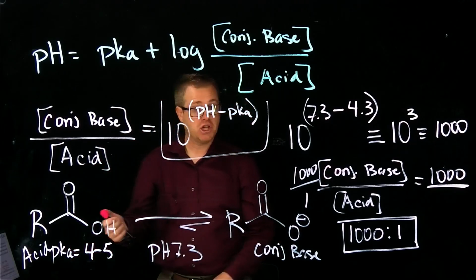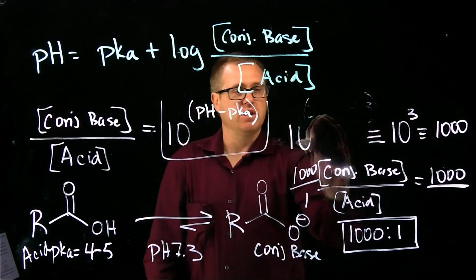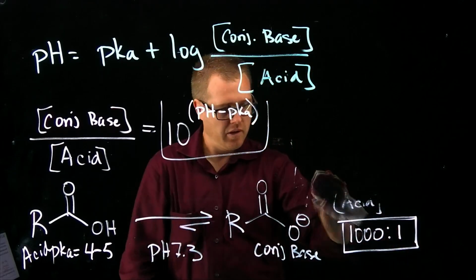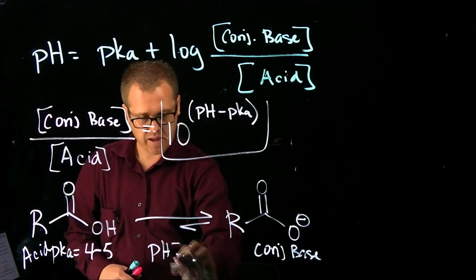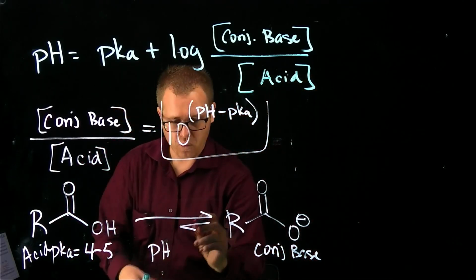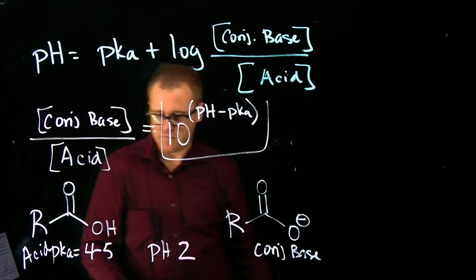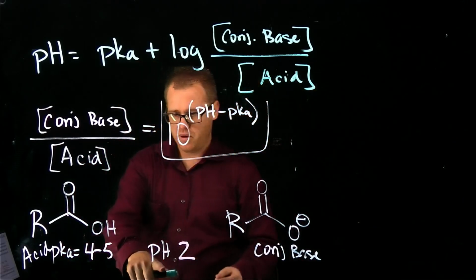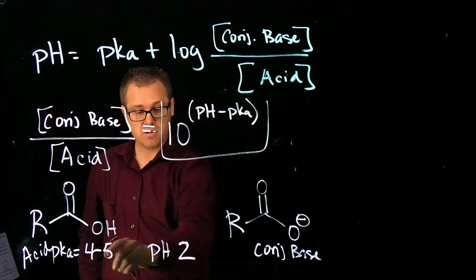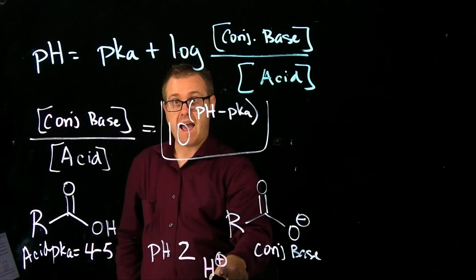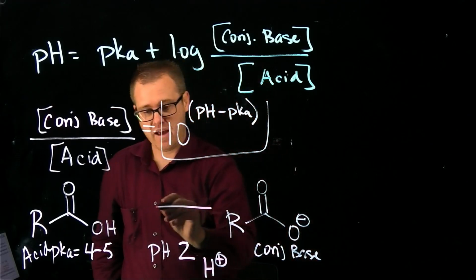Now you can do this all over again by changing the pH, and we can do it mathematically, and we can do it just visually. Let's say, what if the pH was pH 2? Where would the equilibrium go now? At a pH of 2, the way I look at it is, okay, that's more acidic than 4. So there's going to be a whole lot more acid around because it's so acidic. And since there's so much acid around, it's going to protonate the carboxylate, and it's going to favor equilibrium to the left.